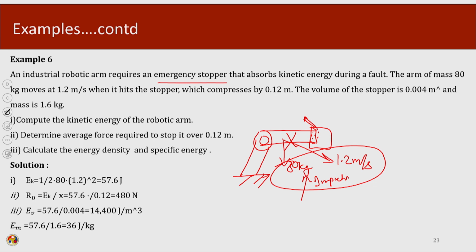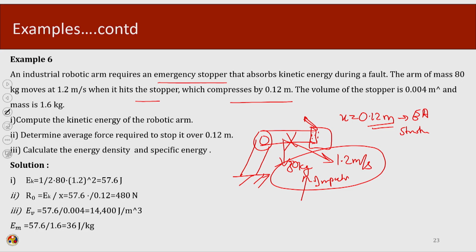And when it hits, the stopper is compressed by 0.12 meter. So this is the signature of the energy absorber and this is the stroke of the absorber. So x equals 0.12 meters. The volume of the stopper is 0.004 cubic meter and the mass of the stopper is 1.6 kgs.